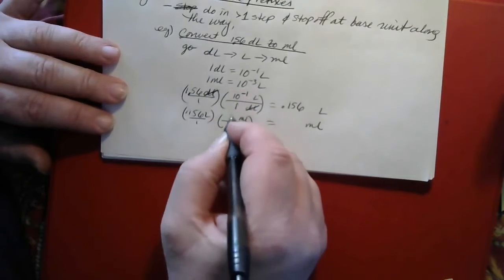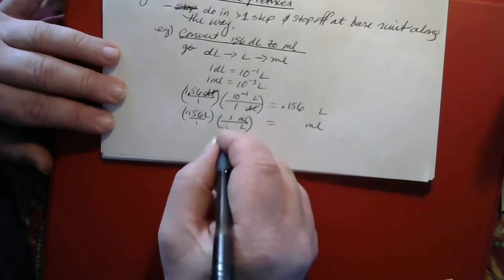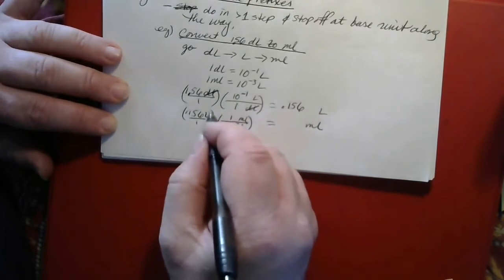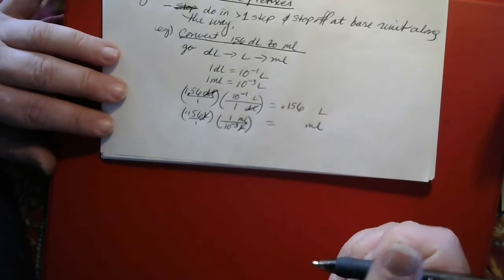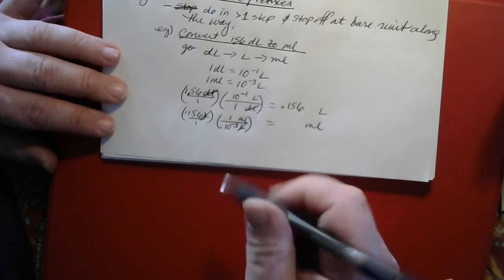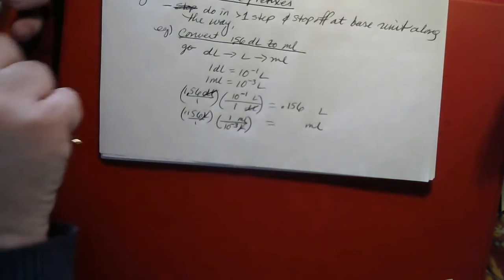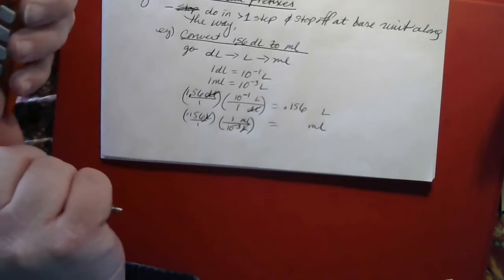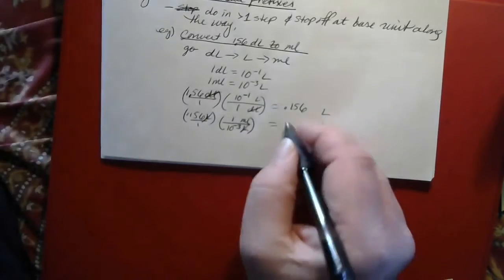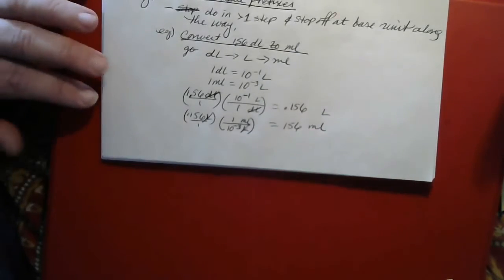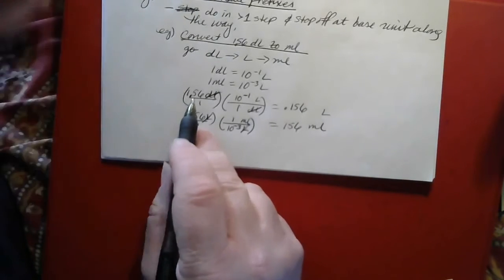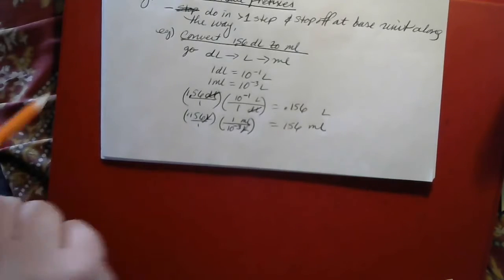We already saw up here there's 1 milliliter for every 10 to the minus 3 liters. And so we notice that liters definitely do cancel, and we end up with milliliters as the unit. And 0.156 divided by 10 raised to the negative 3 power is equal to 156 milliliters. Looking also at significant figures, we've got 3 significant figures in the answer.